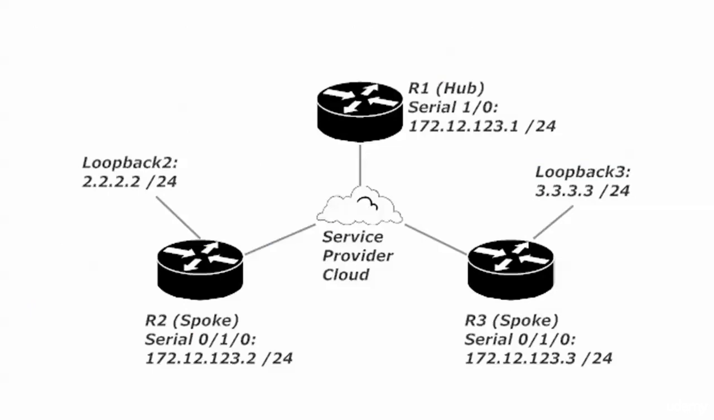Speaking of labs, this is where we're going to start with RIP, and it should look awfully familiar. We've got our 172.12.123.0/24 network running on our serial interfaces on all 3 routers. Our service provider cloud or frame relay cloud, we're not configuring that because that's our service provider. And we have a loopback interface on routers 2 and 3. There isn't one on 1 yet.